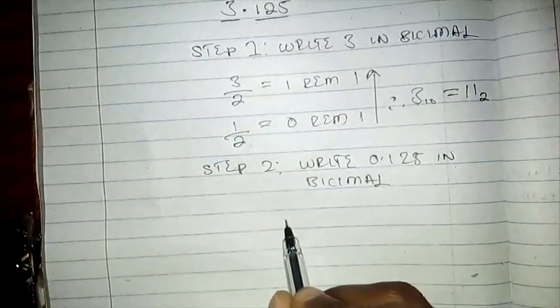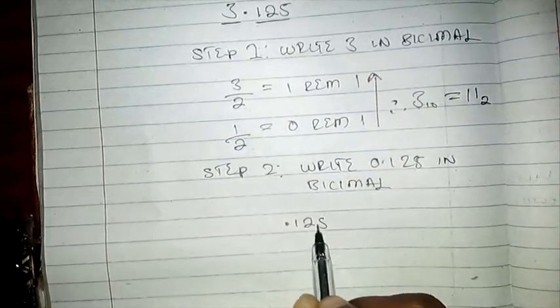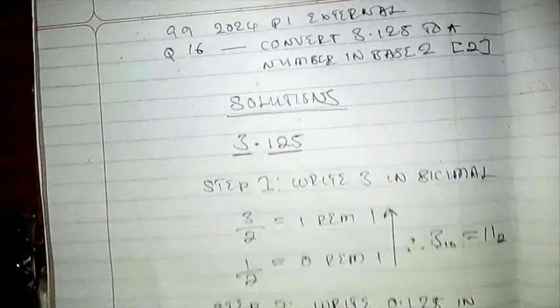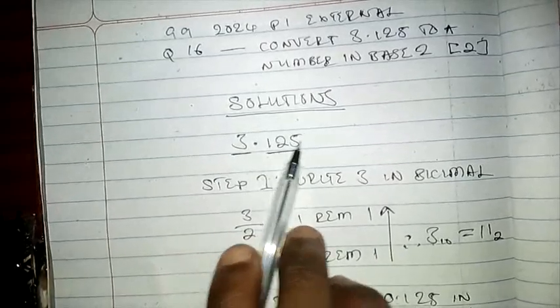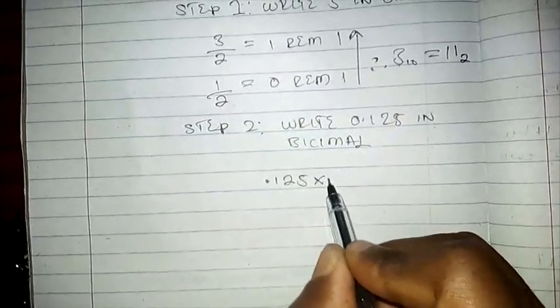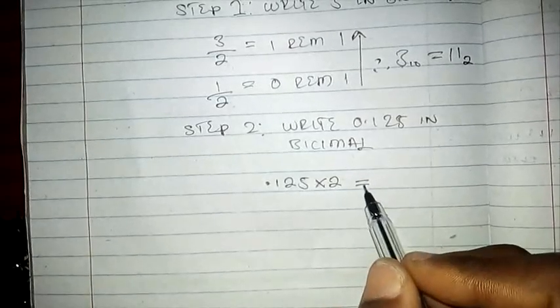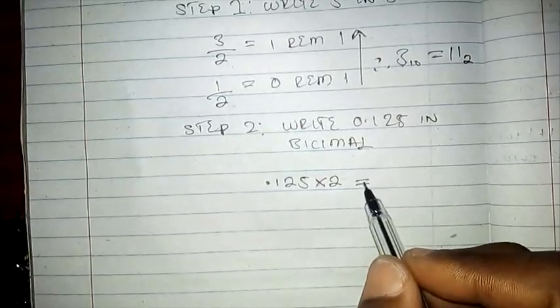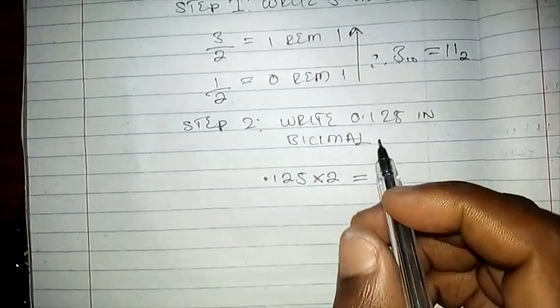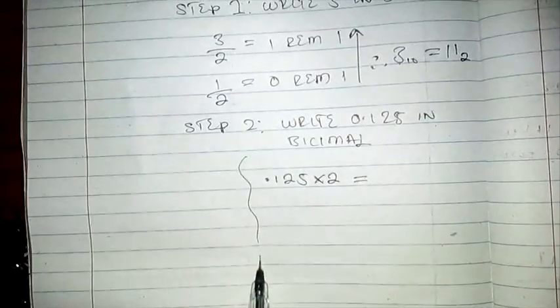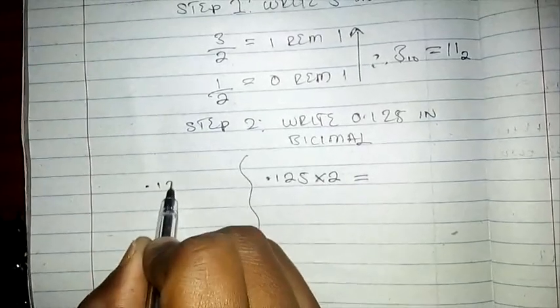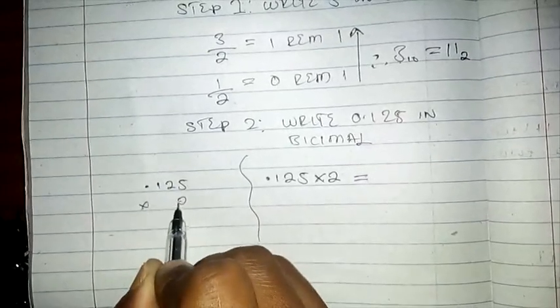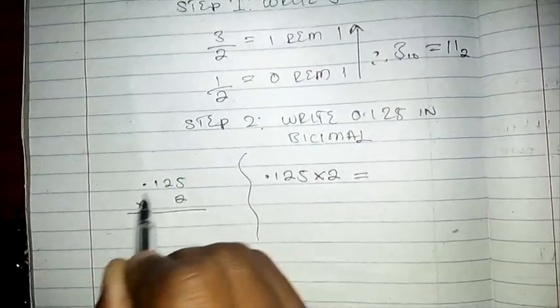So we have 0.125. We have already converted this 3 into base 2, so only this part remains. This is the part that we are dealing with right now. So we have to multiply it repeatedly by 2 until the fractional part of the answer is 0. I'm going to show you what I mean real quick. So this is 0.125 multiplied by 2.